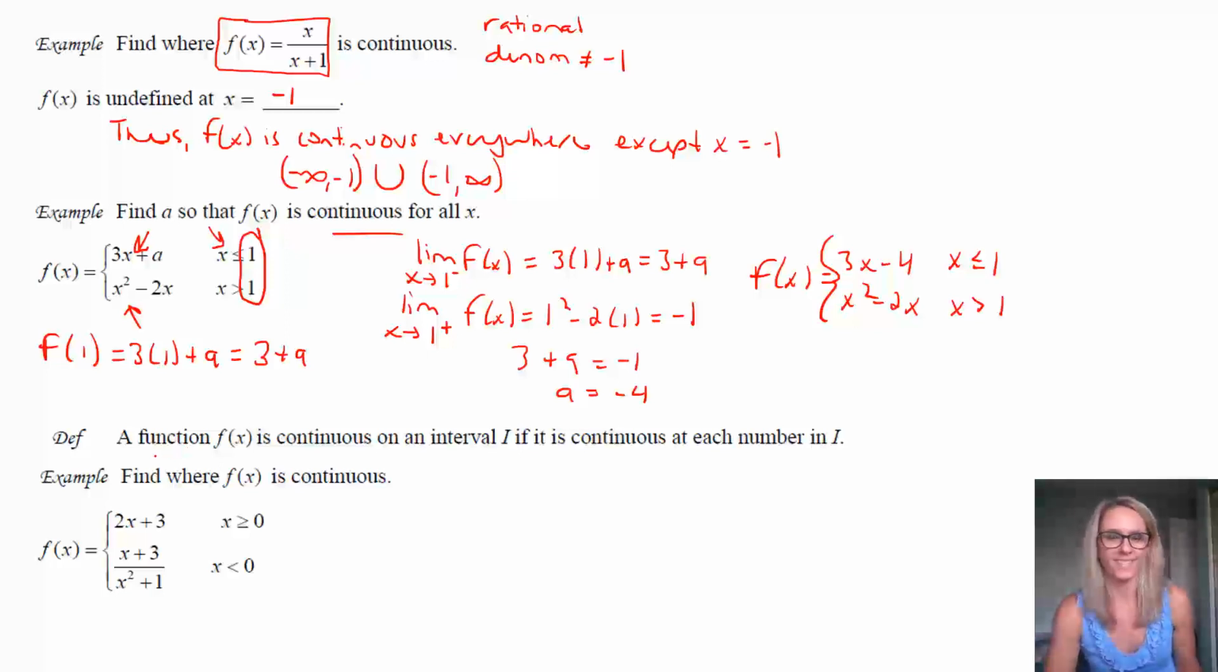So for part 2, we have a function, it's continuous. Oh, this is a definition. We have a function continuous on an interval if it is continuous at each number on that interval, right? So if you've got a hole, you don't have it. If it's nice and smooth and continuous at each value, you're good. So just another example: where is f of x continuous? So we have another function.